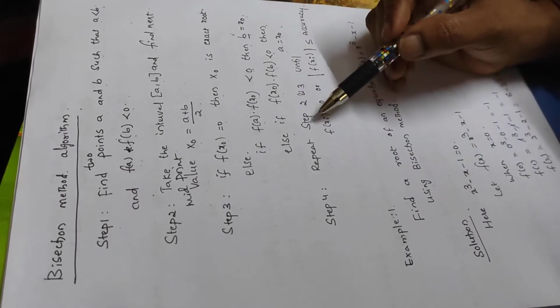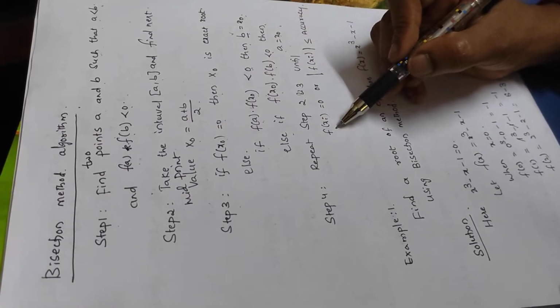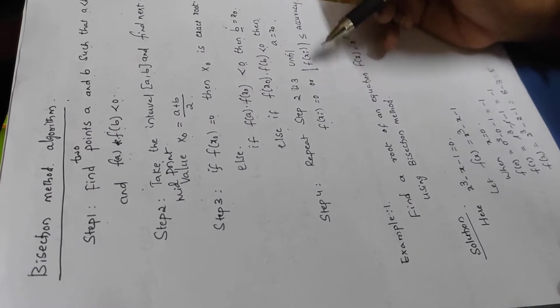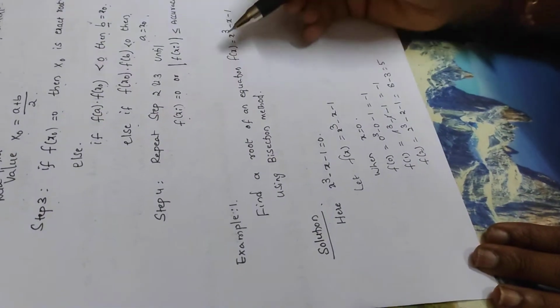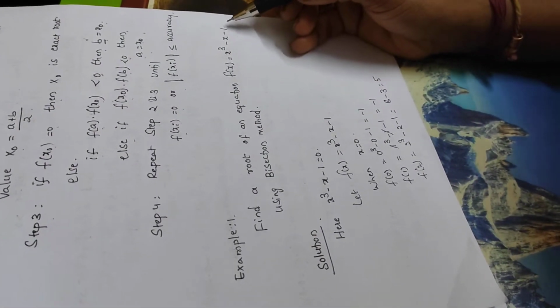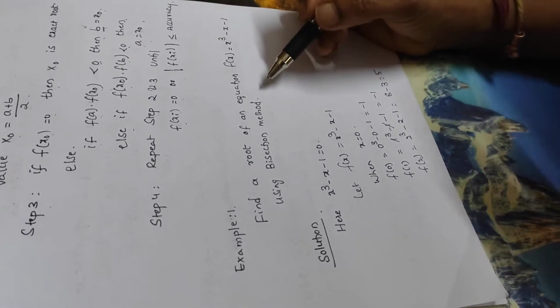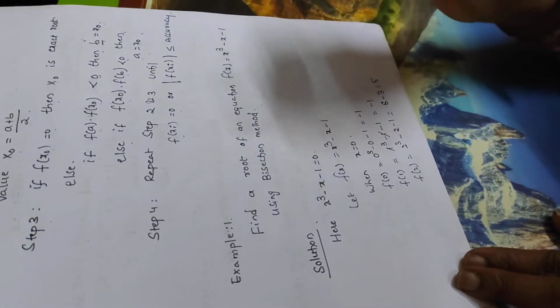You can repeat steps 2 and 3 until you get f(x0) equal to 0 or an approximate value. So I'll go with an example. Here is an example: we have taken f(x) = x cube minus x minus 1 equals 0. Now, using the bisection method, we are trying to find the root of this equation.